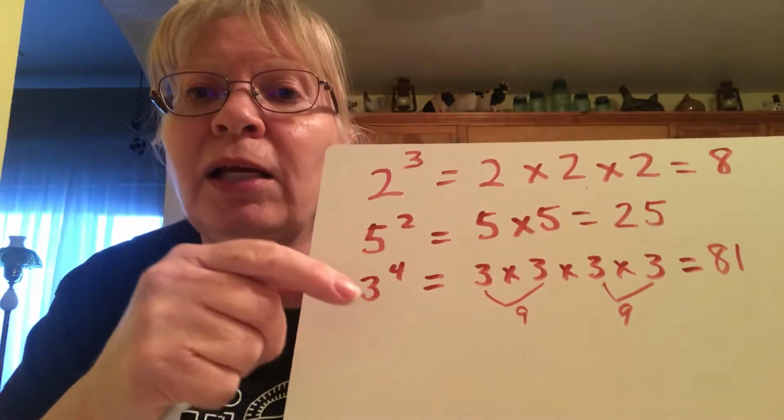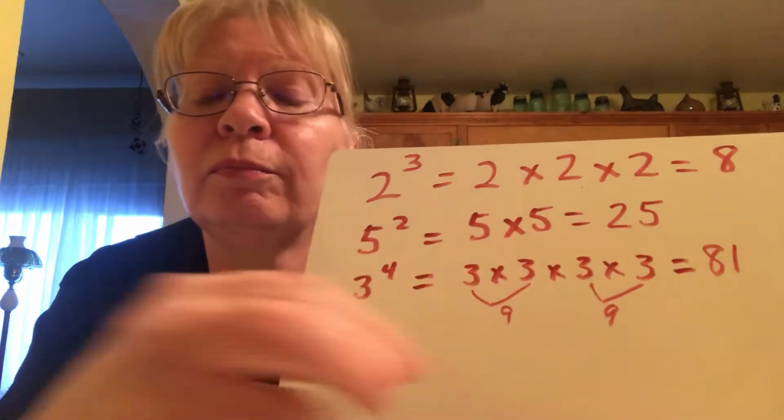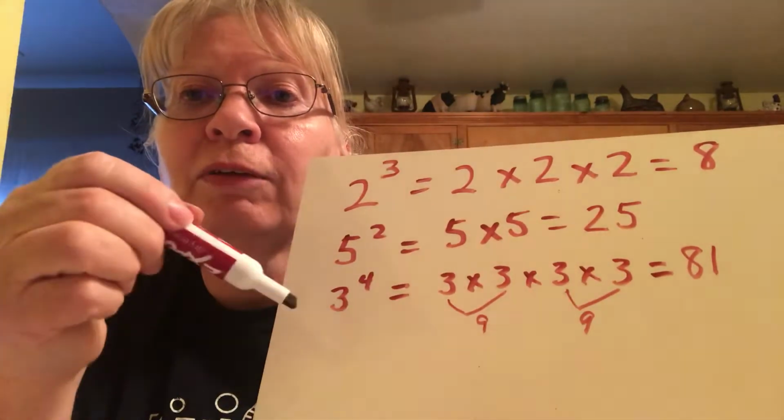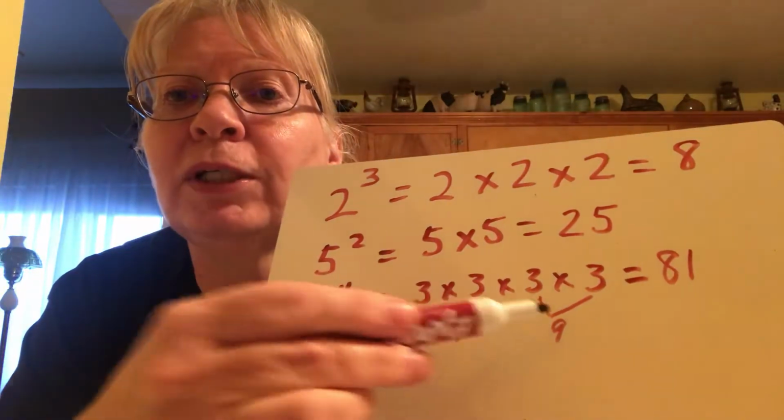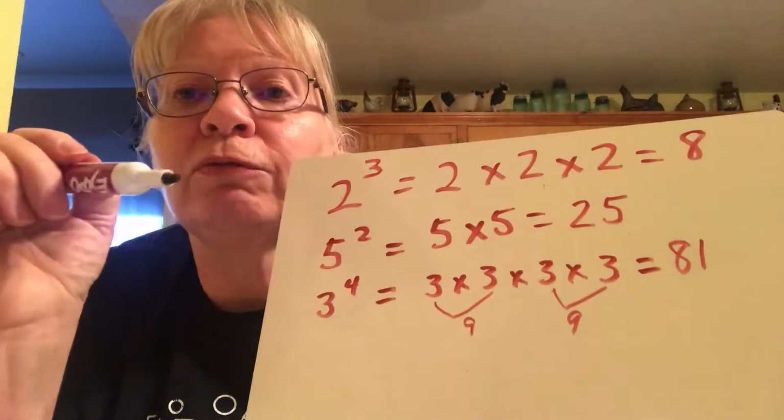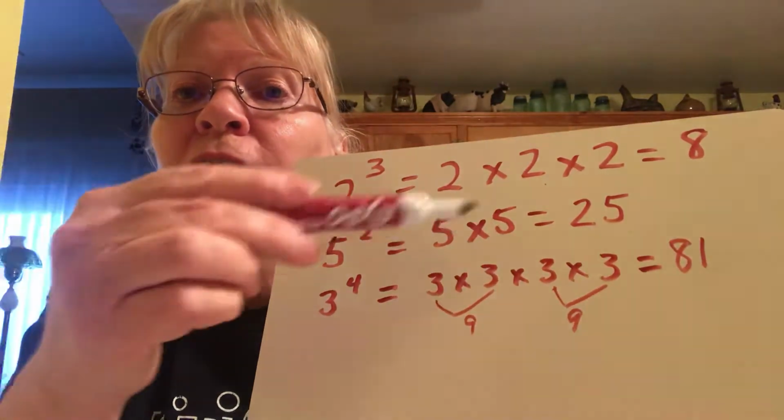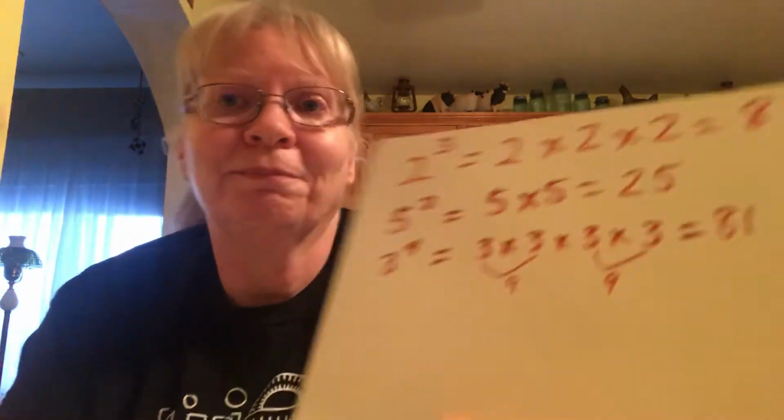So remember, that little number is just how many times you multiply the number by itself. 3 to the 4th is going to have 4 3's. 5 to the second, 2 5's. 2 to the third, 3 2's. Okay? All right. So let's look at this first problem. And if you did fine on last week's, which I bet you did, this week is going to really be a breeze.